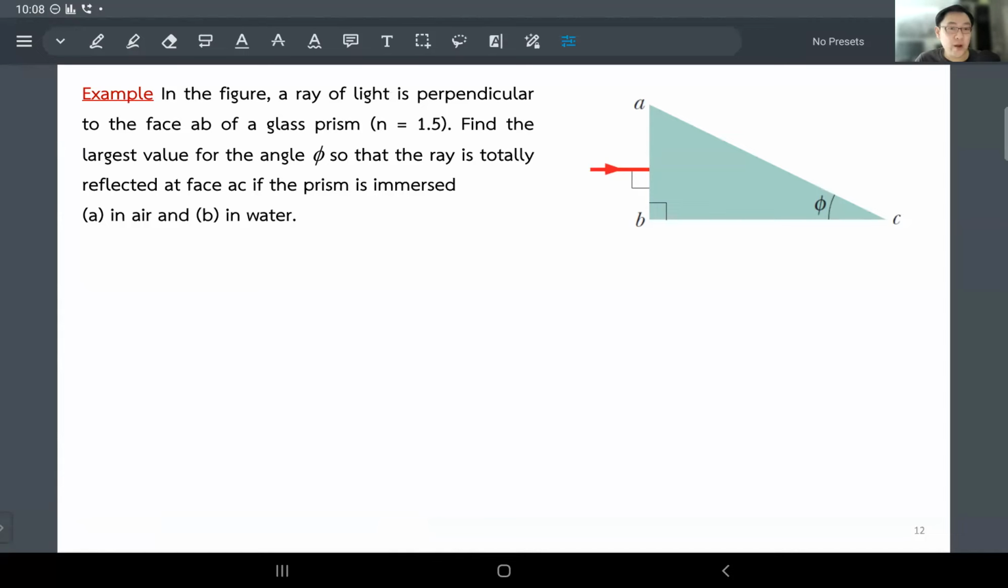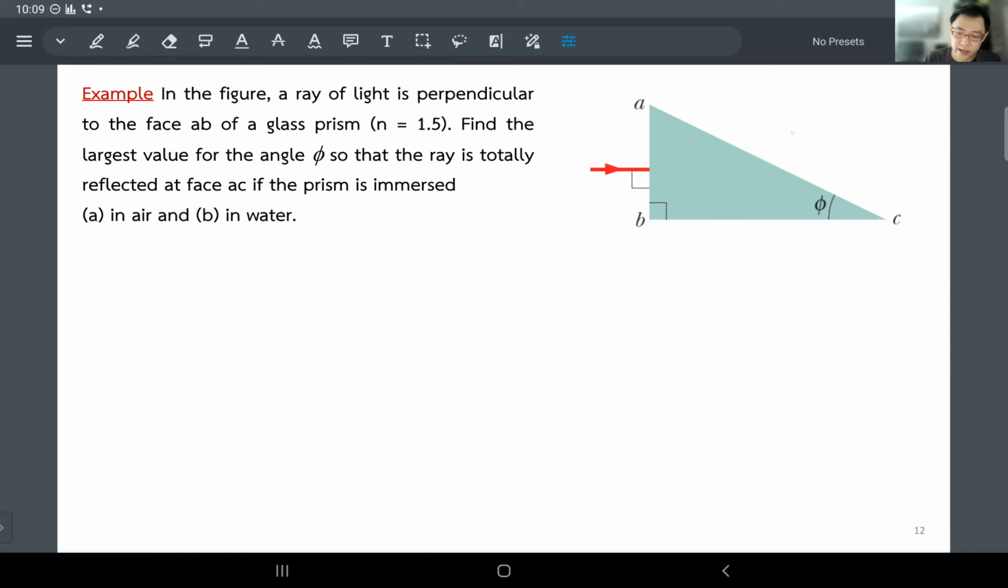All right, guys. So in this one, the ray of light is perpendicular to the face AB of a glass prism, given the index of refraction to be 1.5. Find the largest value of the angle phi, which is just the apex angle on the right there, so that the ray is totally reflected at face AC. So you want the total internal reflection to happen on that hypotenuse there. And given that the prism is immersed in air, the surrounding environment has an index of refraction of 1.